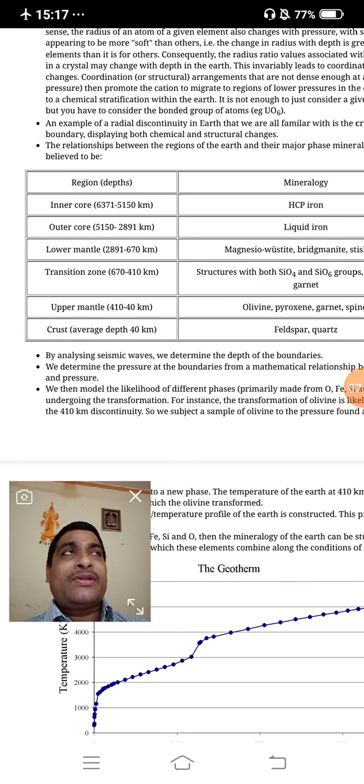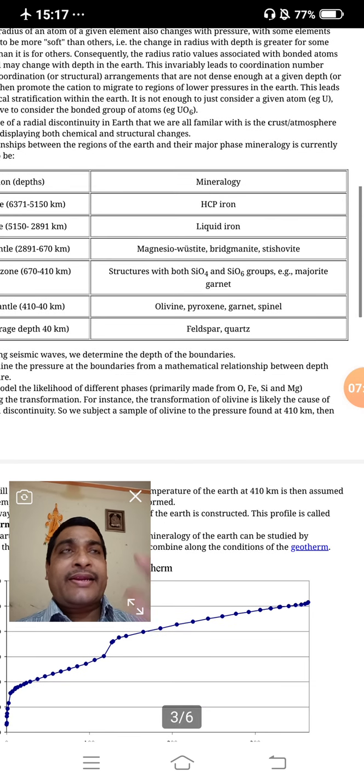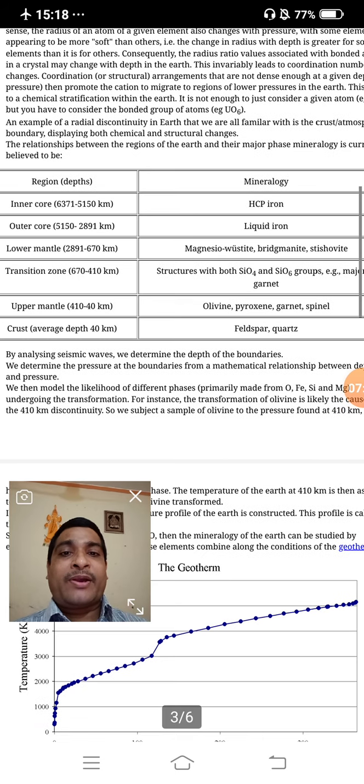The average depth of the crust is 40 km, and this crust is mostly made up of feldspar and quartz bearing minerals. Quartz and feldspar content is higher in the crust than in the other layers. Considering the upper mantle, which starts from 40 km up to 510 km, it is mostly composed of olivine, pyroxene, garnet and spinel group of minerals. These four minerals are mostly found in the upper mantle.